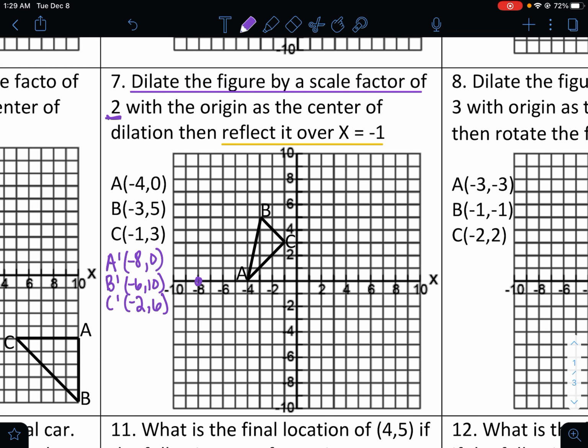So A prime was at negative 8, 0, which is right there. B prime is at negative 6, 10, which is there. C prime is at negative 2, 6, which is there. All right, I'm going to connect the points, and we'll take a look at the second transformation.